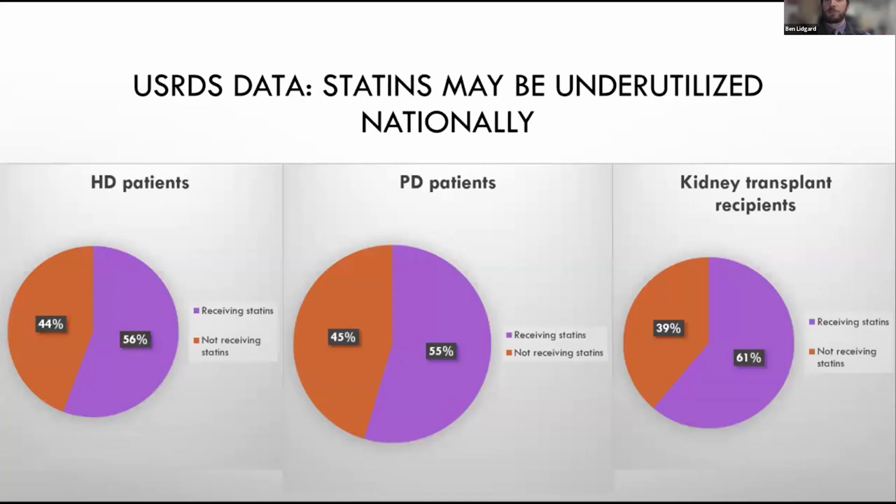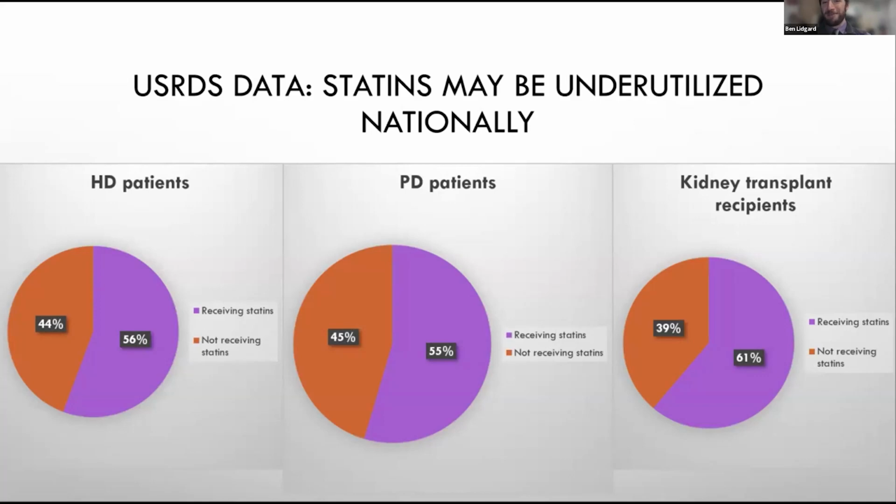These are data from the most recent USRDS data report. Now, this only captures Medicare Part D recipients, but it can still be a useful benchmark to check against. So we see that about 55 to 56% of patients on dialysis, hemo or peritoneal, are on statins. This is a little bit lower than I might have expected, knowing that most CKD patients will have an indication for statin at some point. But considering that a lot of patients might crash into dialysis, I suppose it's not the most surprising.